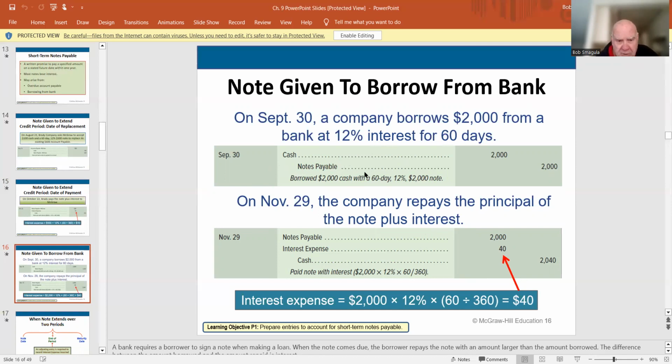60 days go by, November 29, I guess. Now we pay it. We have to pay the notes payable. We reduce the note payable down to zero with a debit of 2,000, and we calculate the interest for 60 days. Again, 2,000 times 12%, that's 240 per year, so for 2 months that's $40, okay? We calculate the interest expense to be $40. Our total cash payment, 2040.